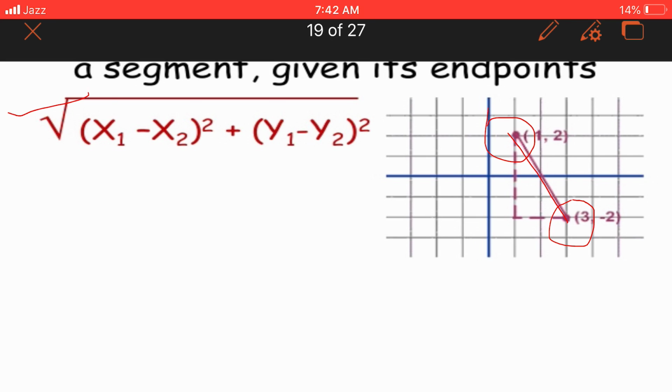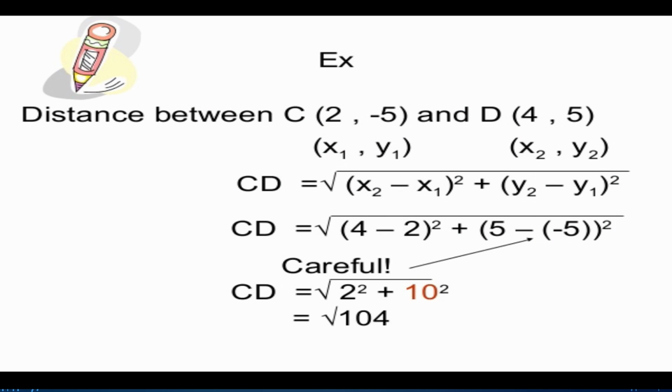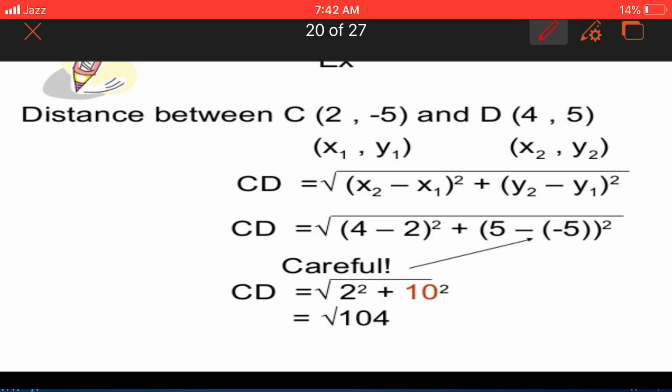The solution of this will be in the next sheet, that is, calculate the distance between C (2, -5) and D (4, 5). These are the two points, and from them you have to calculate the distance. The first step is just to collect the data. The coordinates of the first point will be your x1, y1, and the coordinates of the second point are x2, y2.